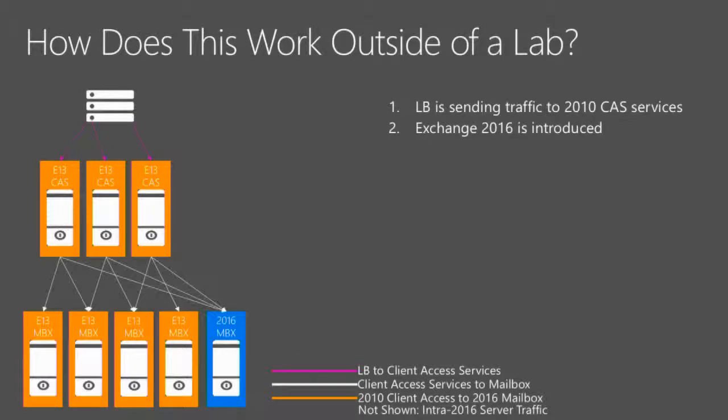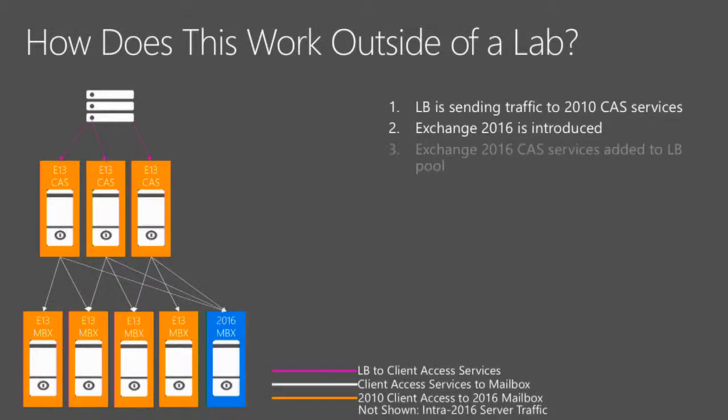You introduce 2016 to the environment. You now have 2013 CAS proxying directly to 2016 mailbox. As Ross mentioned, there's only one role in 2016, right? Well, actually, it's kind of two, right? Edge transport role or mailbox role. There's no more client access server role. So you've got your traffic going there.